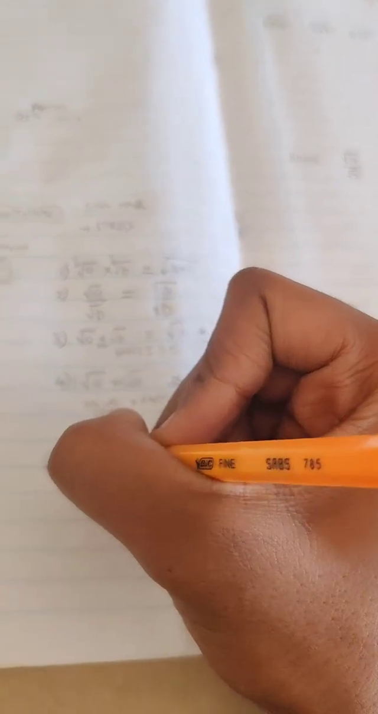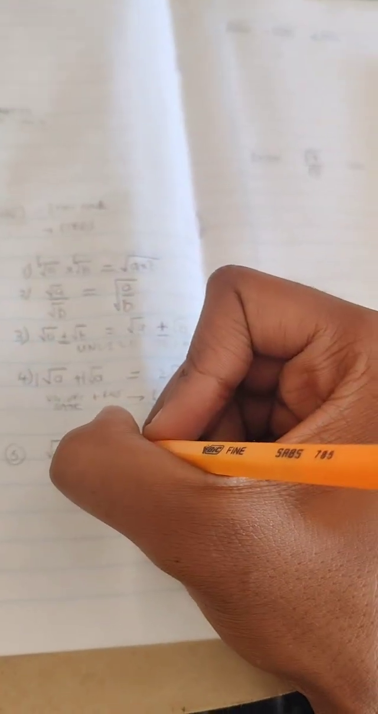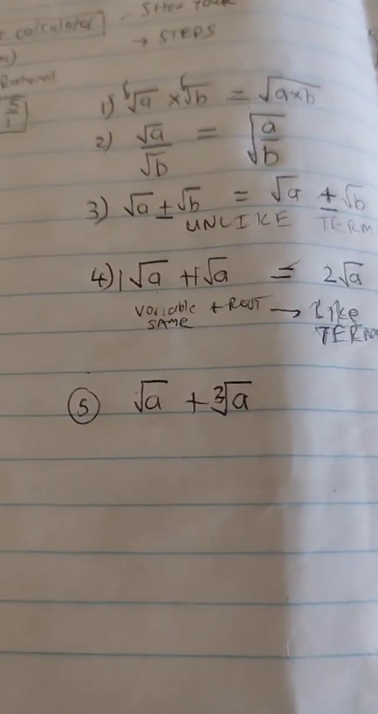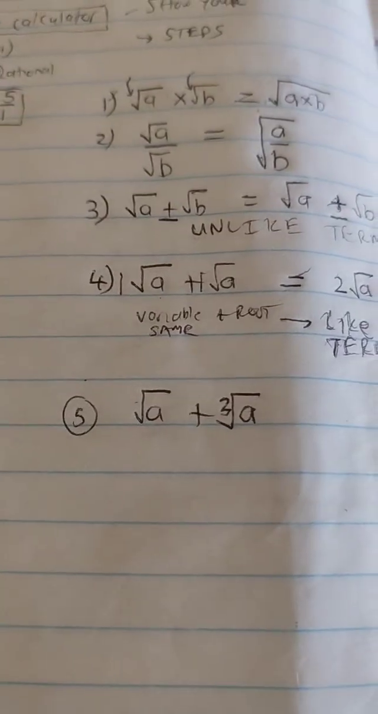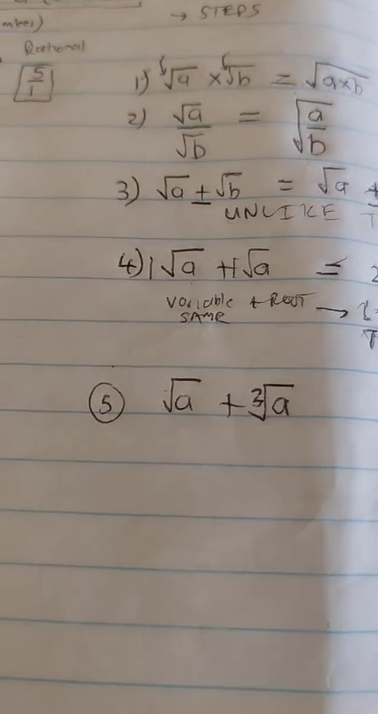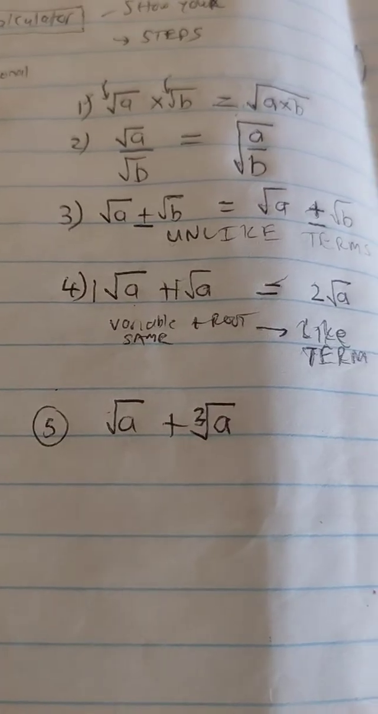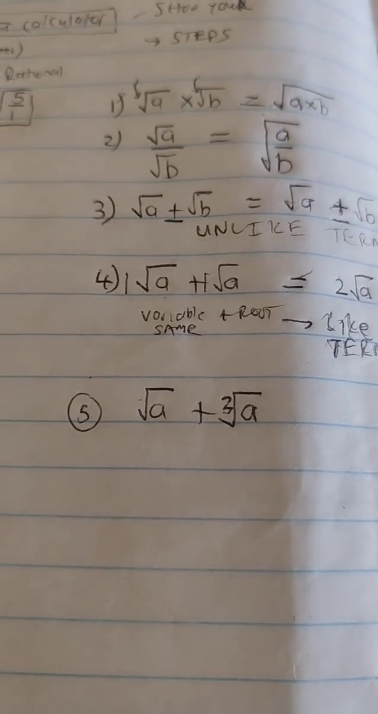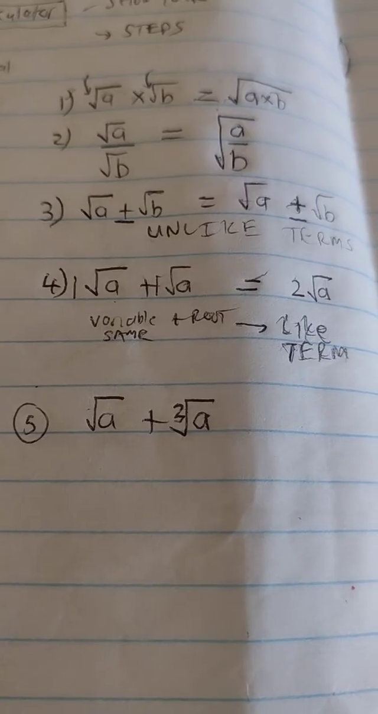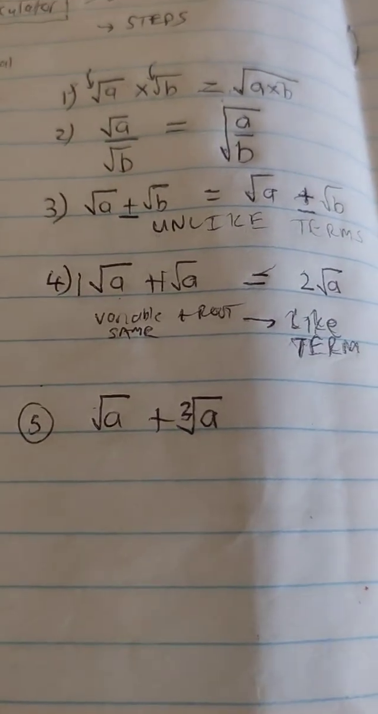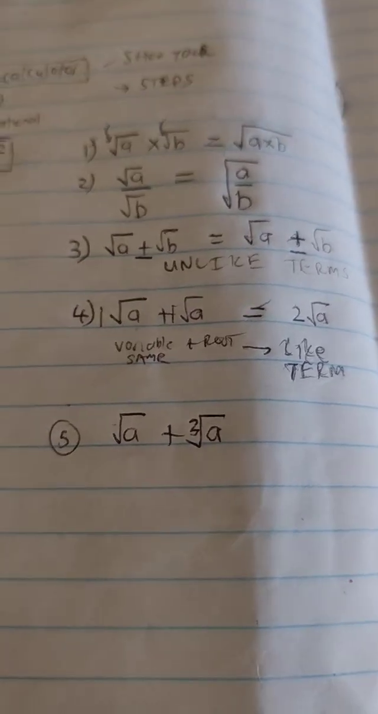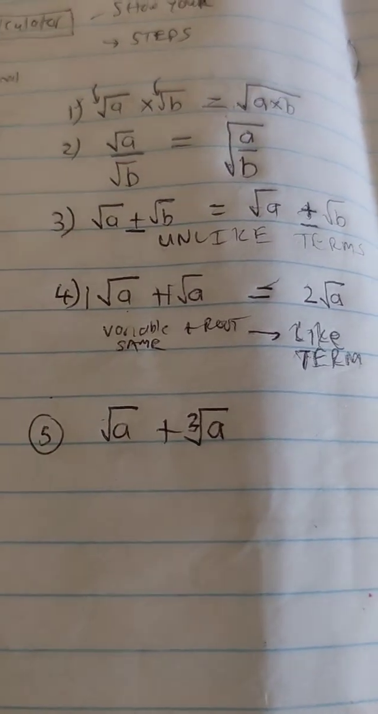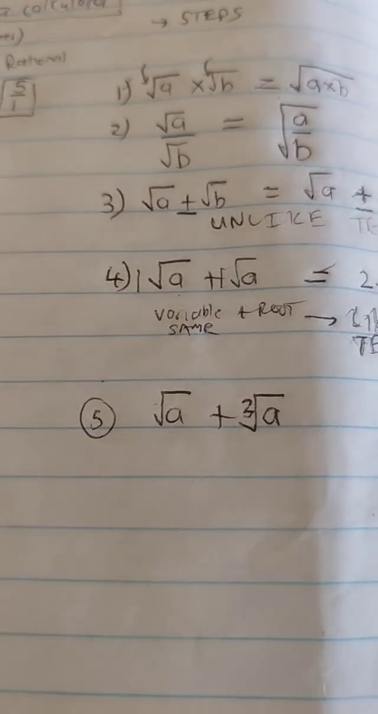Look at this, for instance. The square root of a plus the cube root of a. Let me check with you. Are these like terms, guys? Can we call them like terms? Can I apply the same logic as I applied there at the top? If you are saying no, they are not like terms, why are you saying they are not like terms? I want your comment. If you are saying yes, they are like terms, I want to know why you are saying yes. I want your comment in the comment section. Okay.